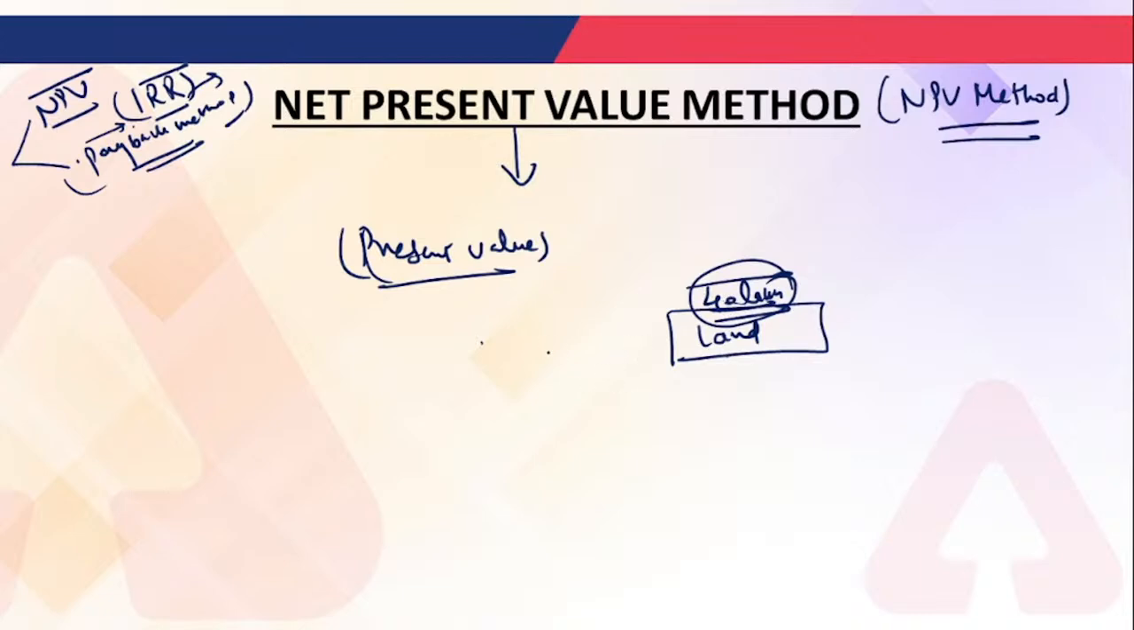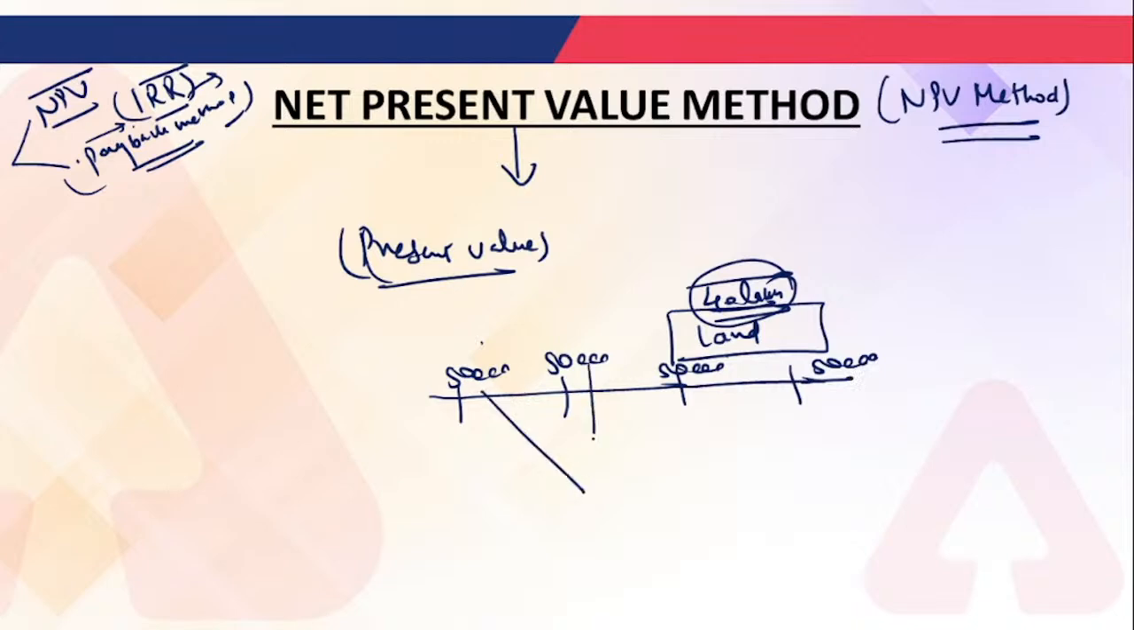Suppose that from this land the company is going to receive a monthly income of 50,000 rupees. That is basically known as the future cash inflow.